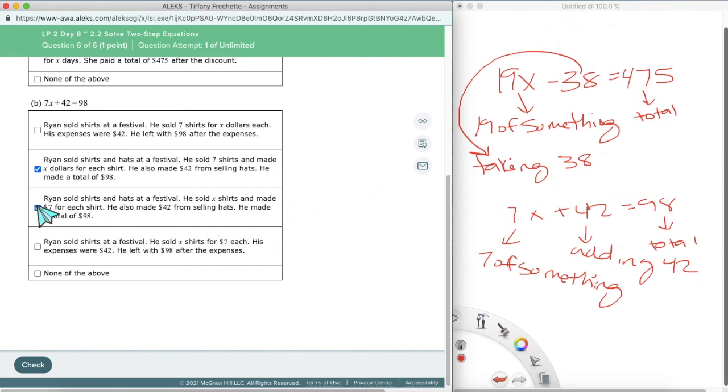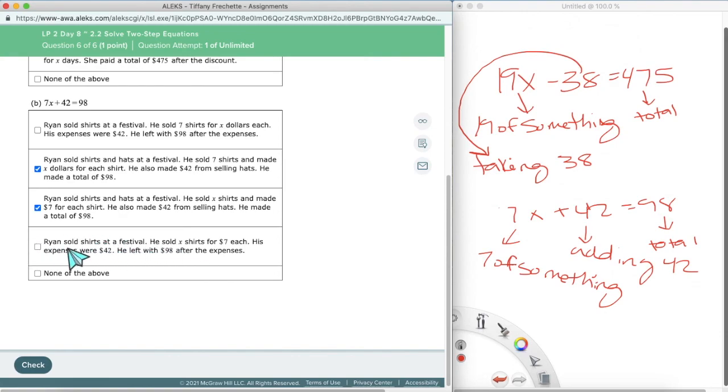So this guy also works. Even though we flip-flopped it, it was 7 shirts for X dollars. The second scenario was X shirts for $7 each. So we're still using the same two numbers and we're still multiplying. We're just defining them slightly different there. Ryan sold shirts at a festival. He sold X shirts for $7 each. Okay, that still works. X shirts for $7, right? We don't know how many shirts, but we know they were $7 each. His expenses were $42. Oop, just like that first one, expenses is a minus word. We're not subtracting 42, we're adding 42. So I know that one's not going to work either.